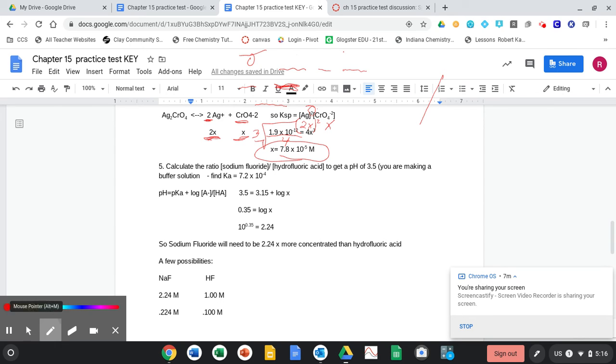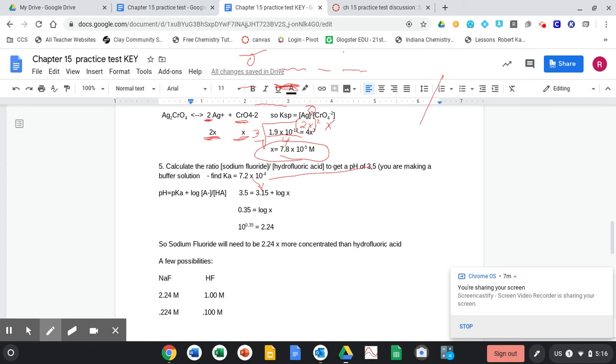Number 5, calculate the ratio of sodium fluoride to hydrofluoric acid to get a pH of 3.5. You're making a buffer solution. You find that Ka is equal to 7.2 times 10 to the minus 4th. I got that out of the back of the book is where I found that. And so I take the negative log of that number, and that's what goes there.